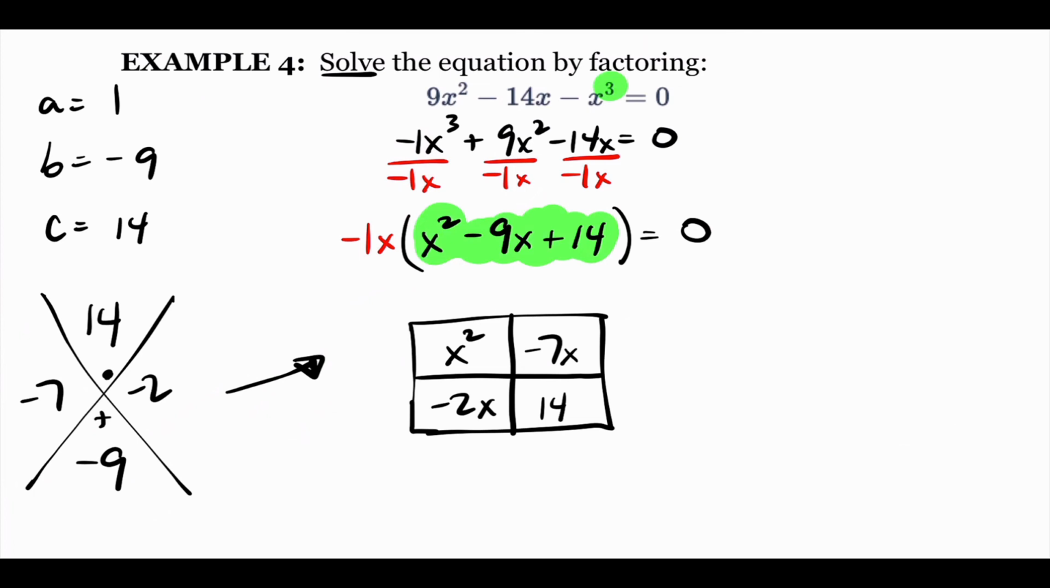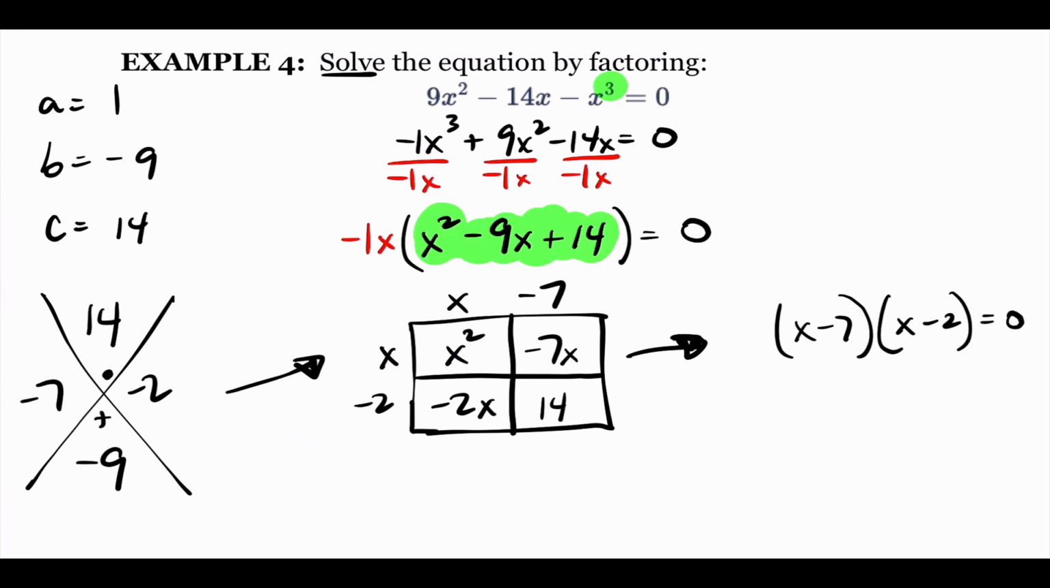Okay. So this one has x squared, so this one is x times x, and then minus 7 and minus 2. So I have x minus 7, x minus 2 equals 0, and then my GCF. Can't forget about my GCF, negative 1x. On the Delta Math assignment yesterday, that's where I stopped. In the notes last time, this is where I stopped.